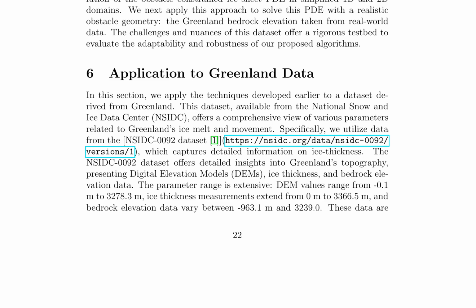The parameter range of this dataset is extensive, with DEM values ranging from 0.1 meters to 3,278.3 meters, ice thickness measurements from 0 meters to 3,366.5 meters, and bedrock elevation data varying between 963.1 meters and 3,239.0 meters. The application of the proposed approach to this dataset offers a rigorous testbed to evaluate the adaptability and robustness of the algorithms, aiming to demonstrate the effectiveness in solving the obstacle-constrained ice sheet PDE in a realistic and complex domain, highlighting its potential for real-world applications in glaciology and climate modeling.